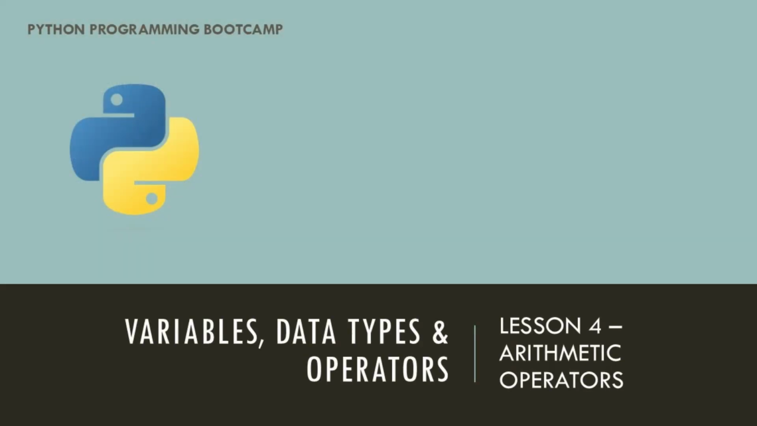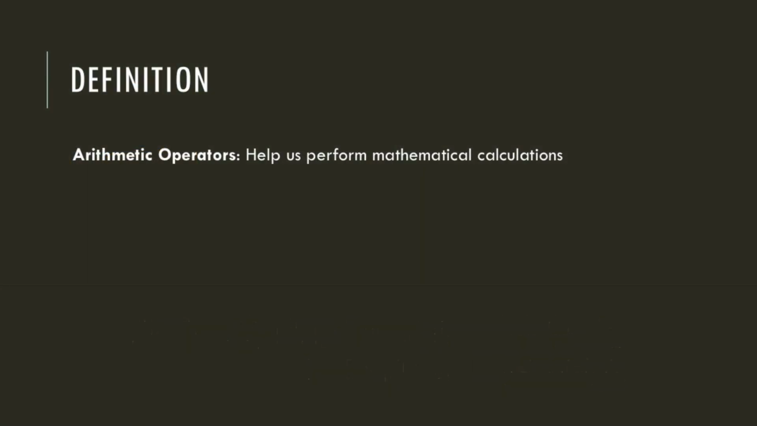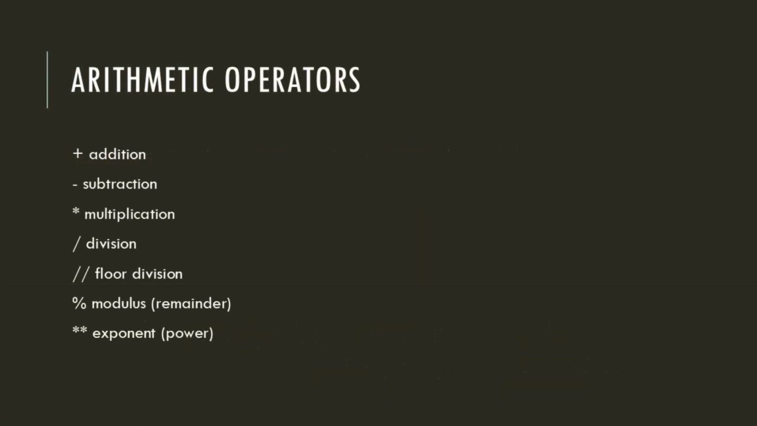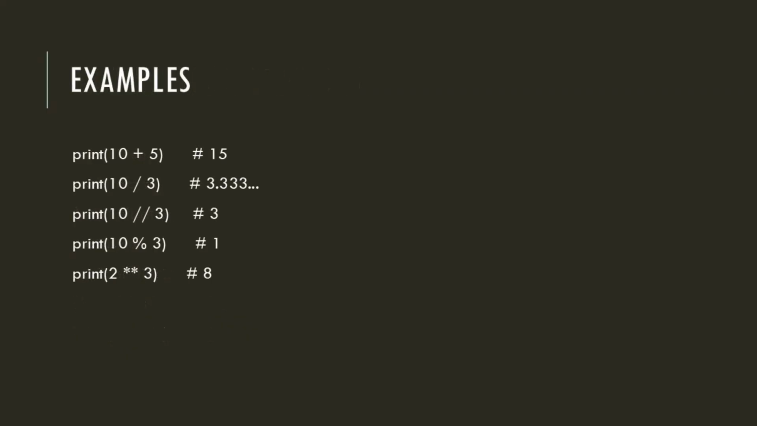Now let's look at arithmetic operators, which help you perform mathematical calculations. Python supports addition, subtraction, multiplication, division, floor division, modulus or remainder, and exponent or power. Examples are print(10 + 5), print(10 / 3), print(10 // 3), print(10 % 3), print(2 ** 3). These are used everywhere, from basic calculations to complex programs.